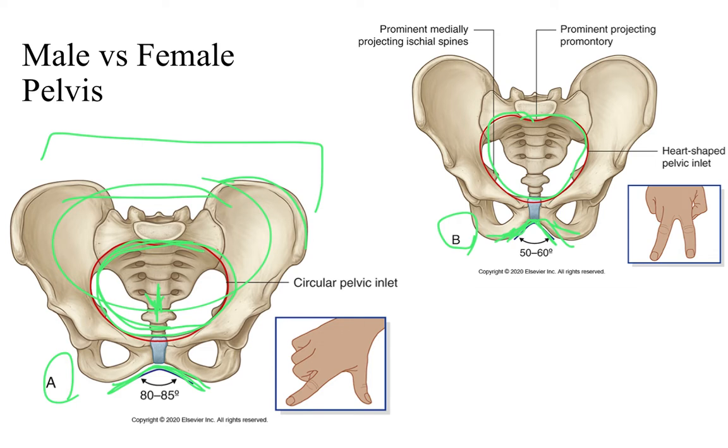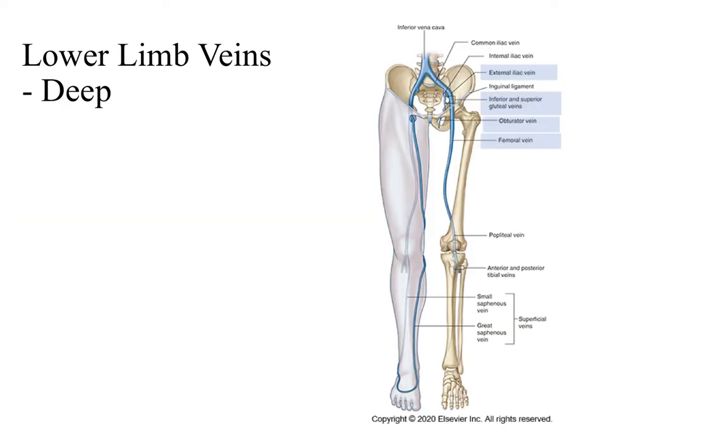All right, deep veins in the lower limb are going to course with arteries that have the same name. So if you have the common iliac vein right here, that is going to course with the common iliac artery. And then of course you have the external iliac vein and the internal iliac vein, which would course with the external iliac and internal iliac arteries.